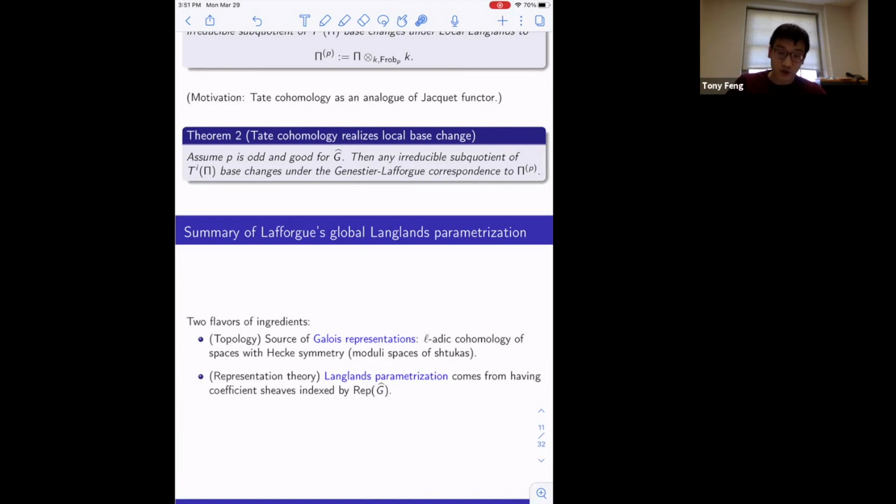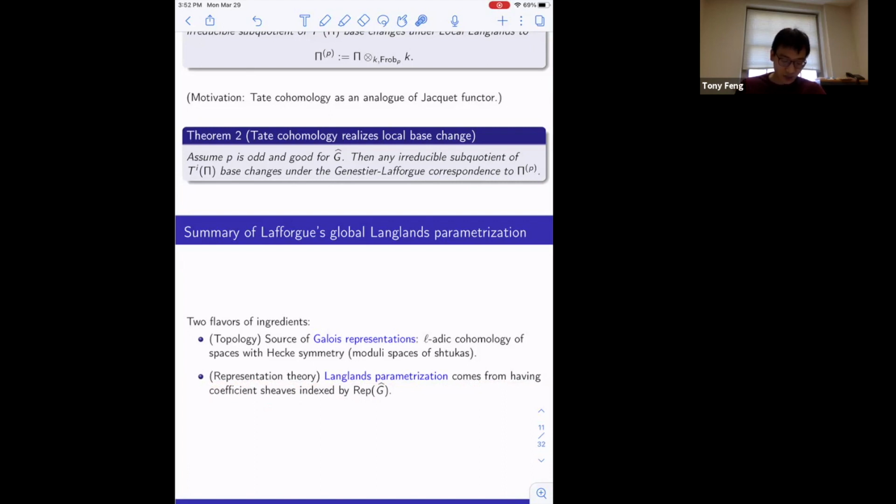The second ingredient, which was really new to Lafforgue, was of a representation theoretic nature, and what it explains is, why does the dual group enter this story? I mean, you have Galois actions on vector spaces, but why is it that for a particular group G, they are governed by some parameter into the dual group of G? And what Lafforgue explains is that this really comes from the fact that your coefficient sheaves for these cohomology groups are indexed in a natural way by the representations of the dual group via the geometric Satake equivalence.